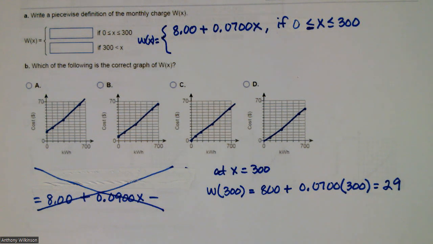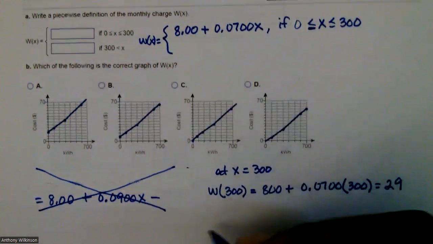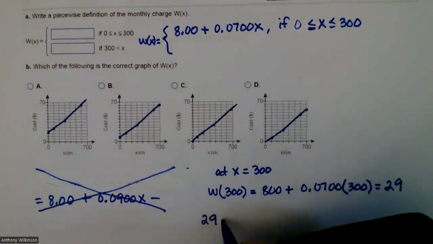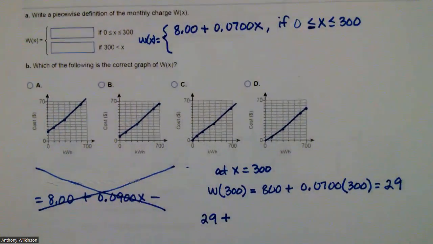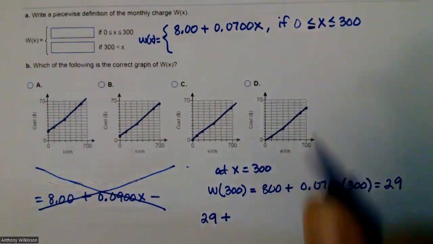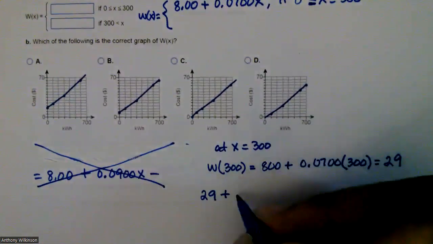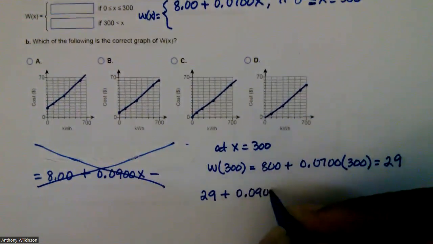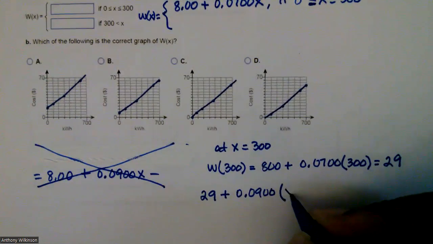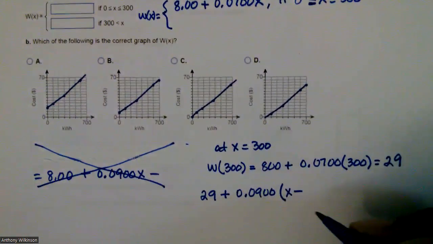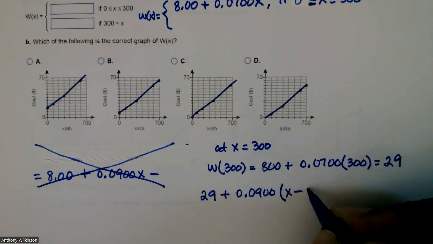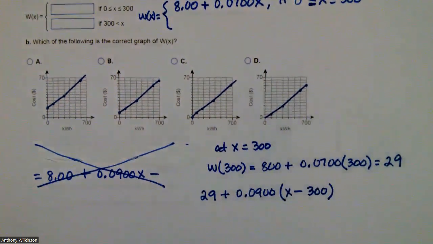Now, let's say that person goes over 300. That $29 will be included with anything that's over the 300. So this person will be paying $29 plus any kilowatt hours that are over 300, which in this case is 0.0900 times whatever's over 300. So this would be 0.0900 times x minus 300.